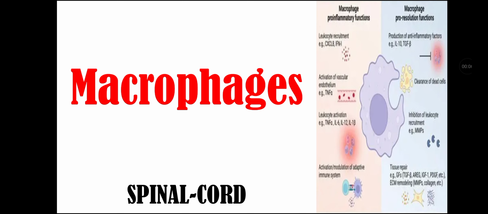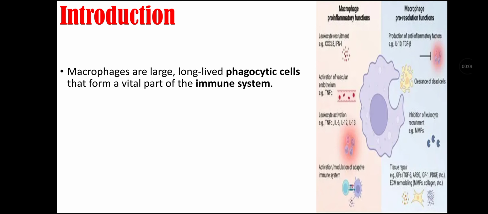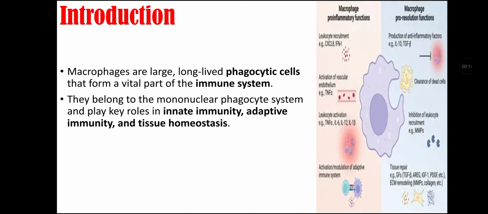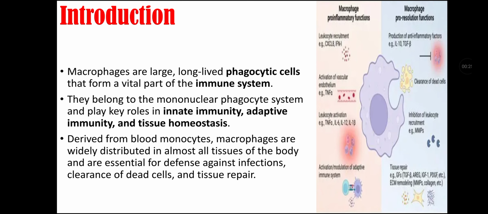So let's start our topic with introduction. Macrophages are large, long-lived phagocytic cells that form a vital part of the immune system. They belong to the mononuclear phagocyte system and play a key role in innate immunity, adaptive immunity and tissue homeostasis. They are derived from blood monocytes. Macrophages are widely distributed in almost all tissues of the body and they are essential for defense against infections, clearance of dead cells and tissue repair.